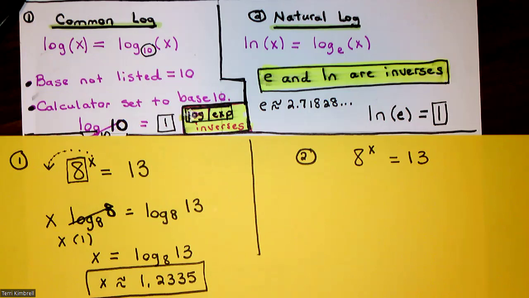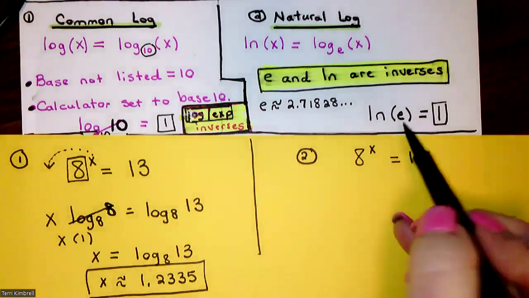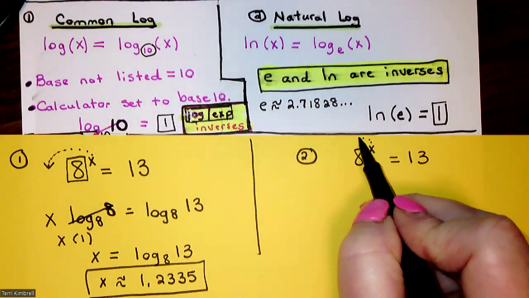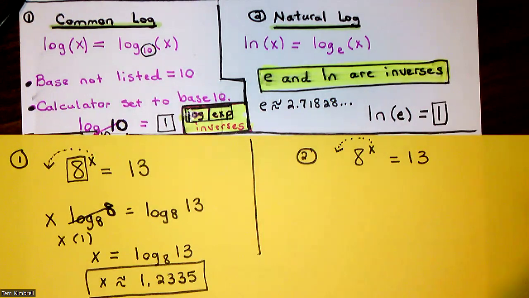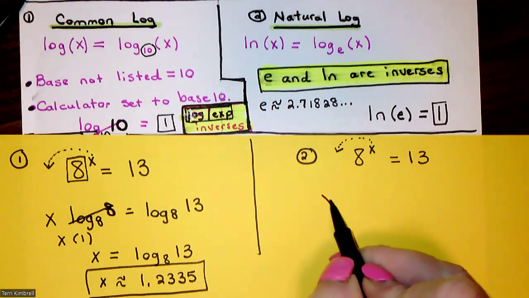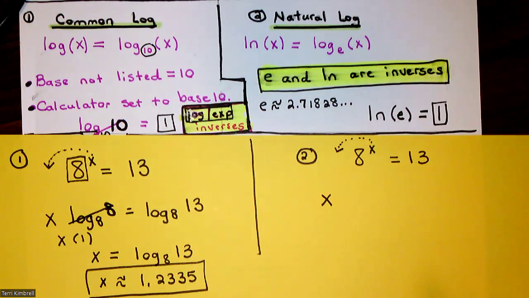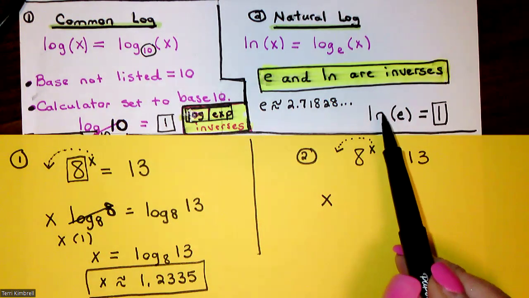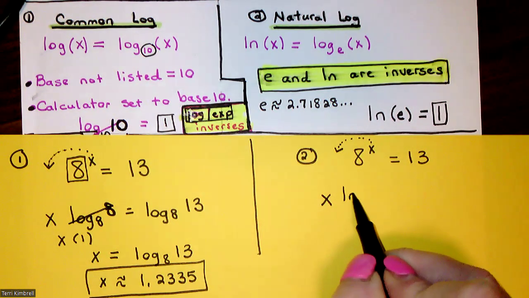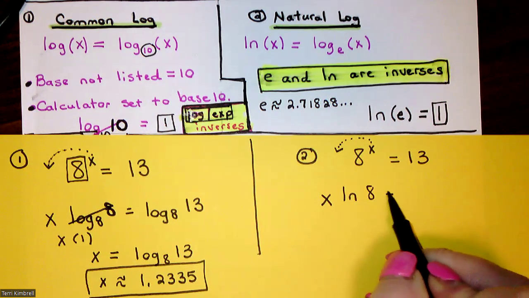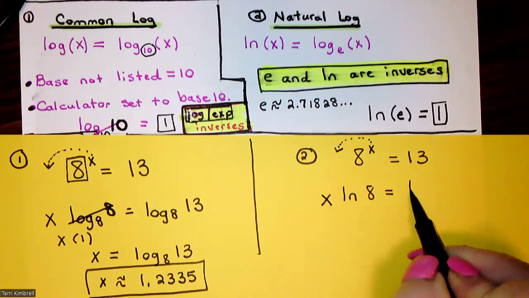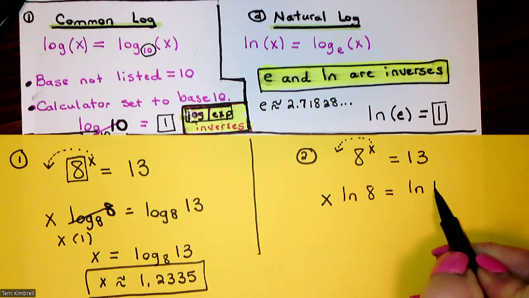And another way you could solve the problem is through using natural logs. They're going to have the same properties, where, since I cannot do this, I'm going to drop this in front of the 8 now. So I'm going to have x, and when I drop it, I want to use ln. So I'm going to use ln of 8, and then I'm going to use ln of 13.